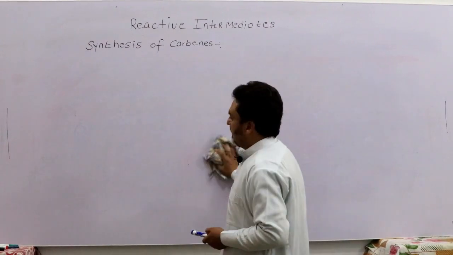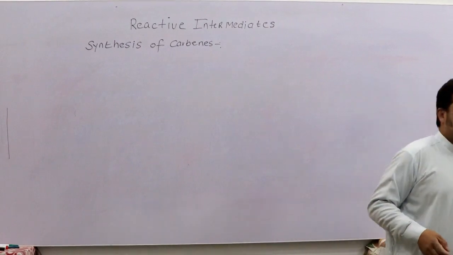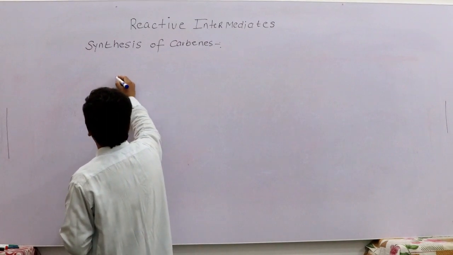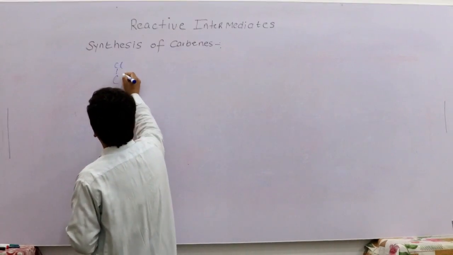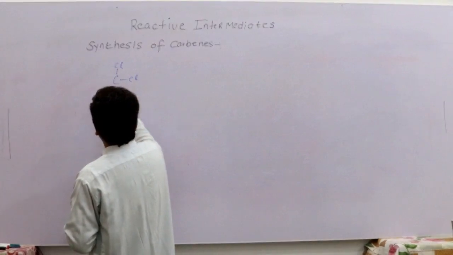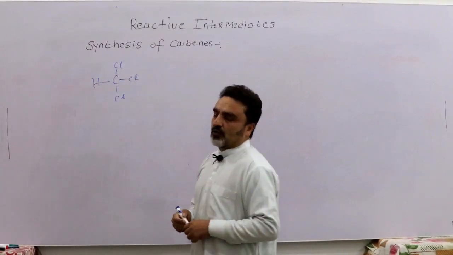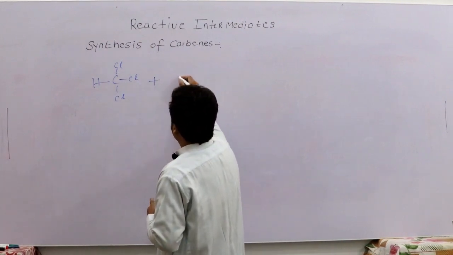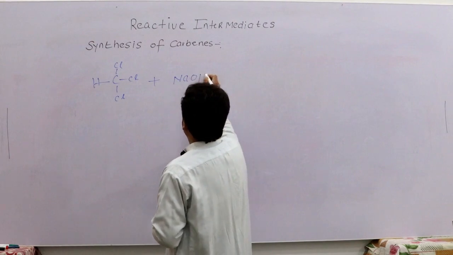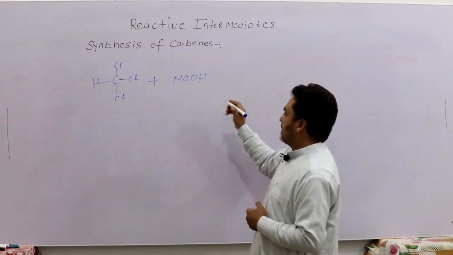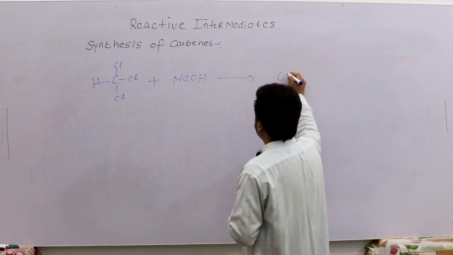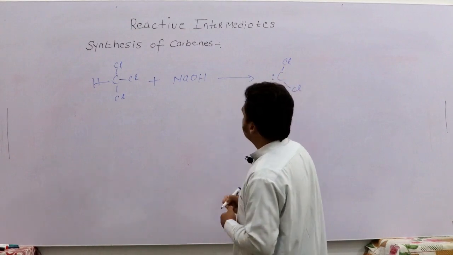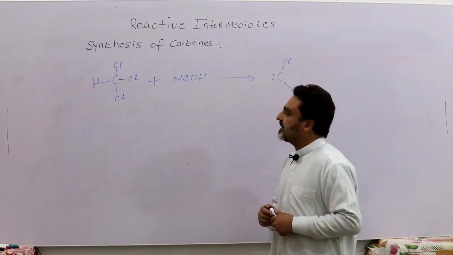Now, coming to the other method, which is the most famous method, and many students know about it: carbon tetrachloride, or you can say chloroform. When this chloroform is treated with a base, sodium hydroxide or mostly potassium hydroxide, it also yields a carbene, but this time a dihalocarbene is produced along with H2O and NaCl.